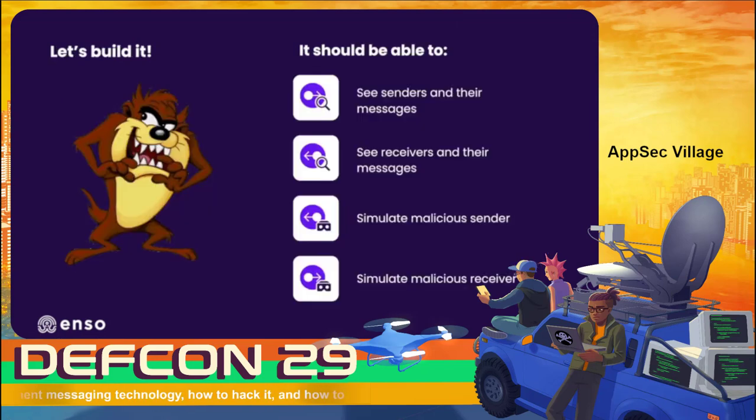So let's get into working on our tool. The first thing that we need is to be able to see senders and their messages and receivers and their messages. Additionally, it needs to be able to simulate malicious senders or receivers, so we can actually check if the window setting allows us to implement a real exploit in a real life scenario.